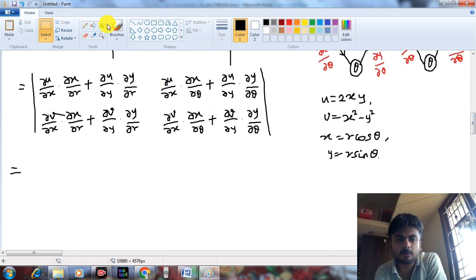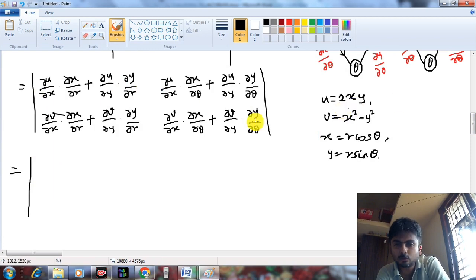Okay, so now we have to write here ∂u/∂x. So ∂u/∂x is 2y into ∂x/∂r. ∂x/∂r is cos theta. 2y cos theta, plus ∂u/∂y. ∂u/∂y means it is 2x, and ∂y/∂r means it is sin theta. So 2x sin theta.